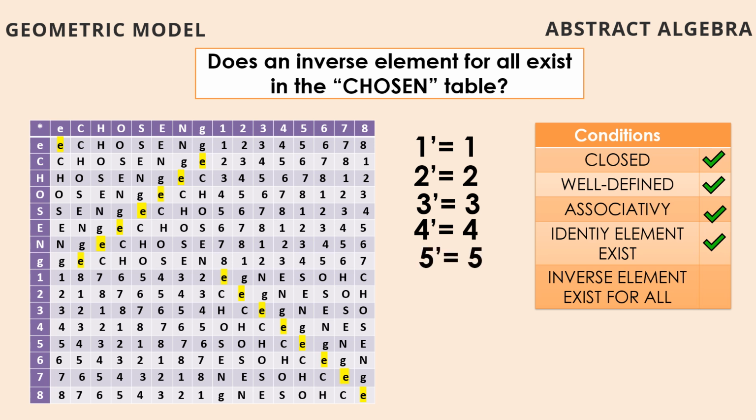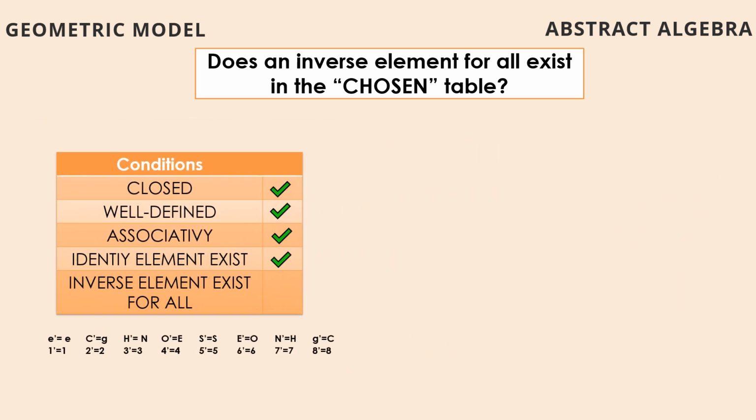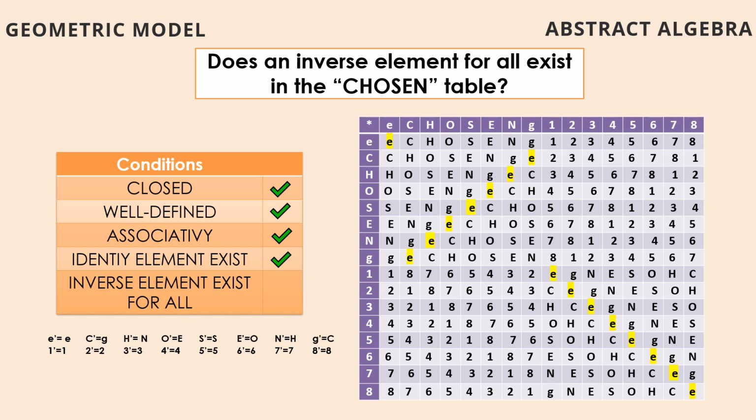5 star 5 is equal to E, then the inverse of 5 is 5. 6 star 6 is equal to E, then the inverse of 6 is 6. 7 star 7 is equal to E, then the inverse of 7 is 7. 8 star 8 is equal to E, then the inverse of 8 is 8. Now we have all the elements with their inverses, and it exists for all.